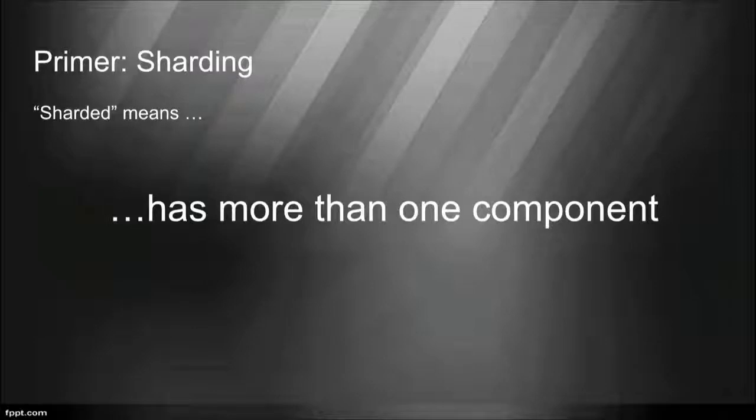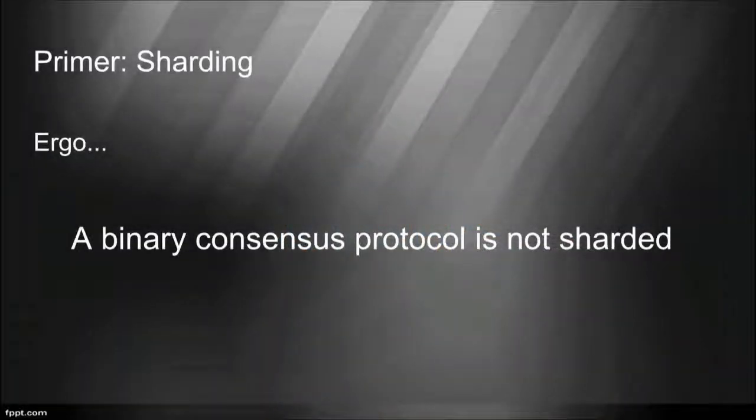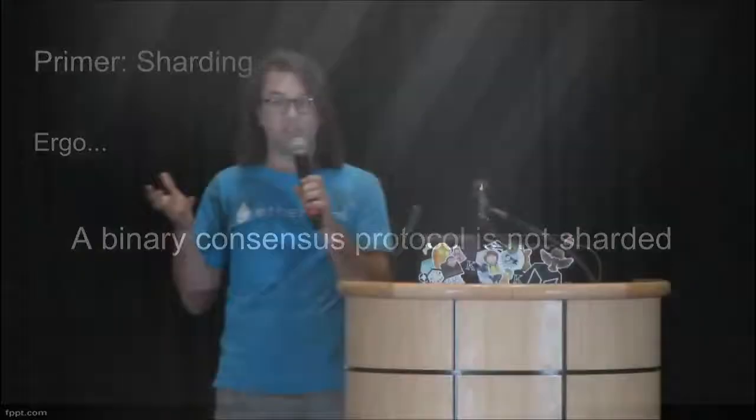But fundamentally, if something's sharded, what we really mean is that it has more than one part. Fundamentally, sharding means there's more than one. A bit is not sharded. This is a really true thing, I hope you'll believe me: a bit can't be sharded. There's no way to shard a single bit. And that means that a binary consensus protocol is not sharded. There's no way to have a binary consensus protocol, a protocol that decides on a bit, that is sharded.